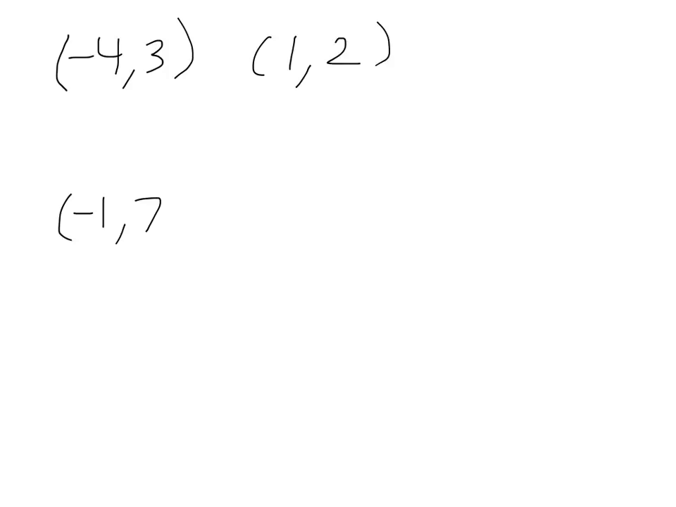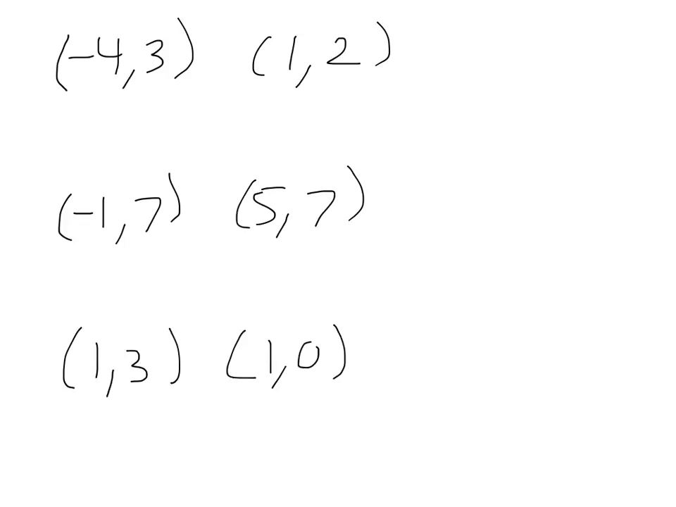All right, with that being said, I'm going to give you 3 to try, and I want you to come in tomorrow with these done and let me know what you get. So the first one are the points 4, 3 and 1, 2. And then I want you to do negative 1, 7 and 5, 7. And lastly, I want you to do 1, 3 and 1, 0.